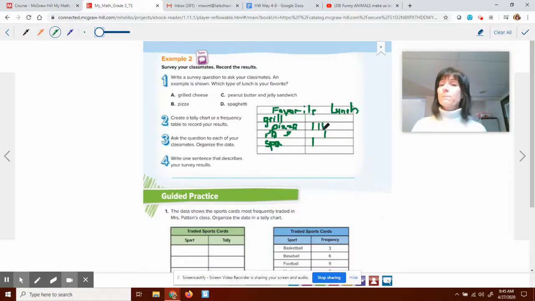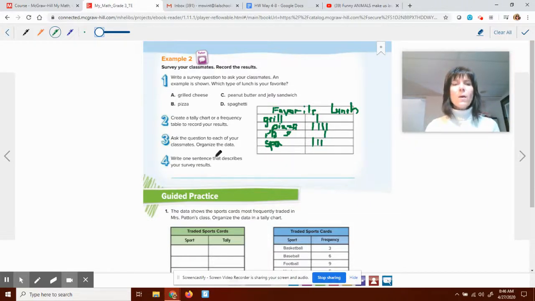A lot of people like pizza. How about OC, Oliver Chris? What do you think? He said, "Oh, Mrs. Swint, I'm all about the spaghetti." Yeah, he had a hard time deciding. Michael, what do you think? Michael said pizza. Cohen likes grilled cheese. I like grilled cheese too, Cohen. And how about Liam? What do you think, Liam? Spaghetti. All right, well, looks pretty good, you guys.